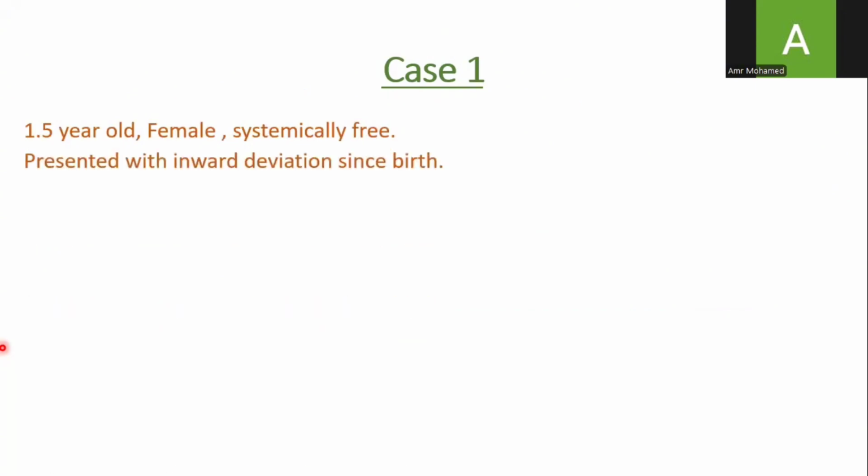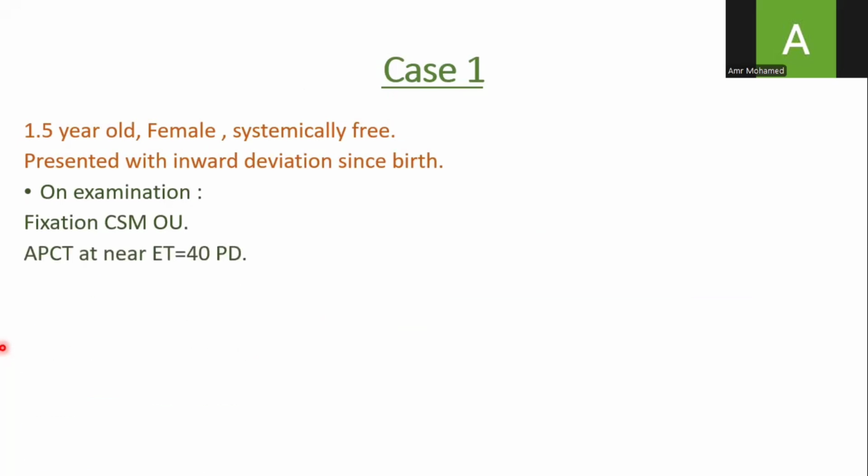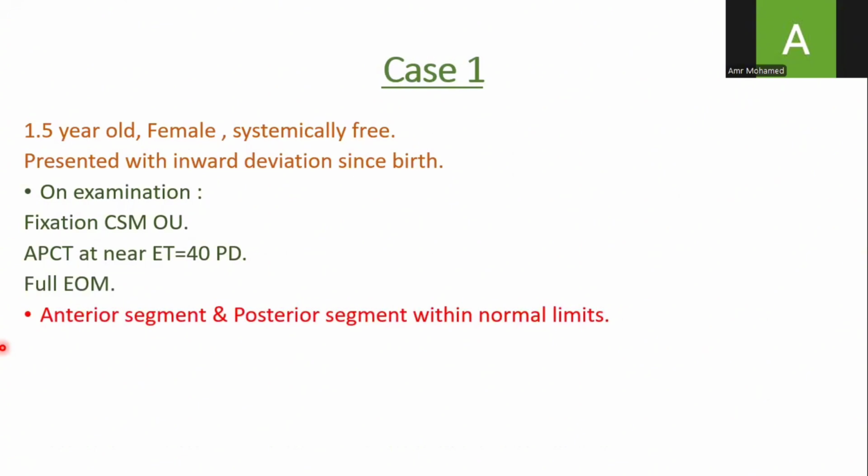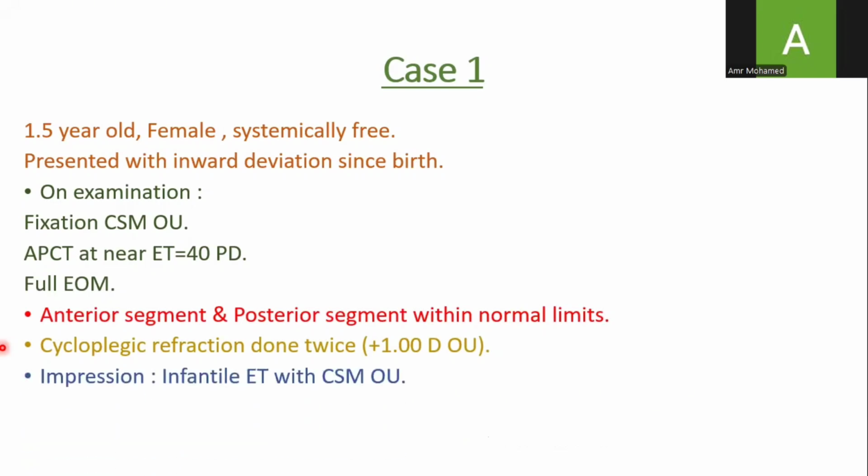Coming to two case examples. A 1.5-year-old female, systemically free, presented with inward deviation since birth. On examination, she has central steady maintained fixation in both eyes. Alternate prism cover test at near showed esotropia, 40 prism diopter, with full extraocular motility, and anterior and posterior segment examination within normal limits. Cycloplegic refraction was repeated twice, and both times it was +1 diopter, which is not significant. Impression: infantile esotropia with central steady maintained fixation in both eyes.